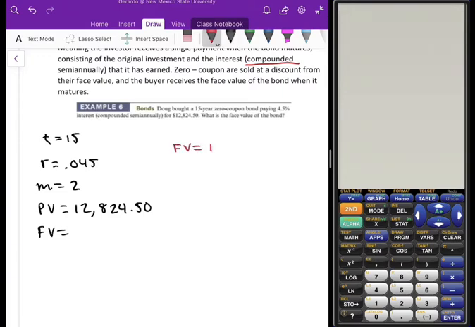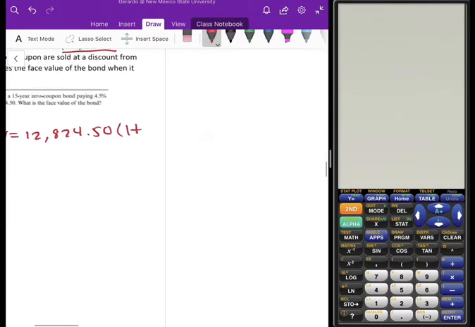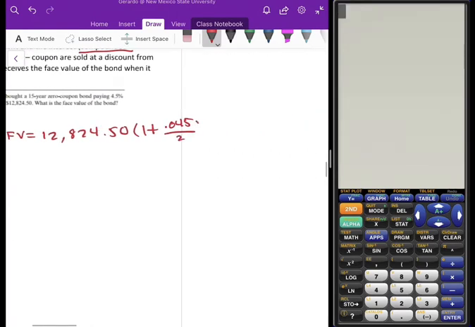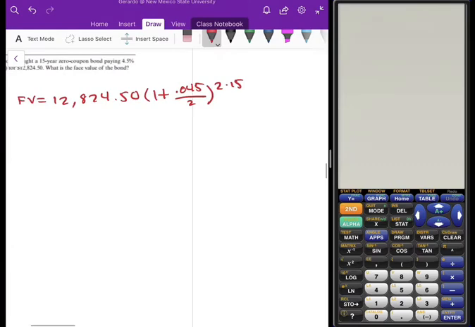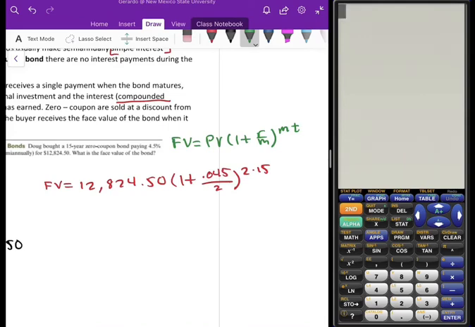So I have future value equals 12,824 with 50 cents times 1 plus my rate, which was 0.045 over semi-annual, so that's a 2, and then 2 times 15. If you don't remember why I arranged those like that, remember that the formula for compound is future value equals present value, 1 plus rate over compound to the power of compounded times time. So we put that into the calculator.